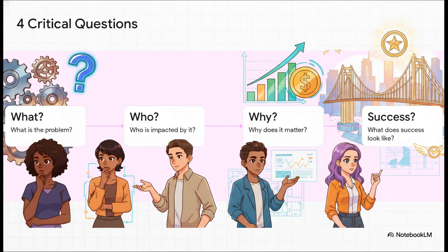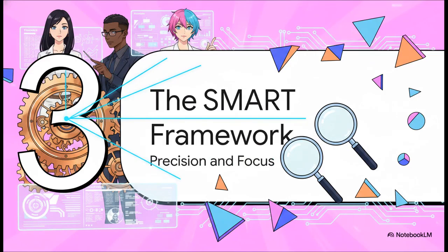To build that bridge effectively, every comprehensive statement absolutely must answer 4 critical questions. Number 1, what exactly is the problem? Number 2, who is impacted by it? Number 3, why does it matter to the business? And finally, number 4, what does success actually look like? If your statement leaves out even one of these 4 elements, well, your team is basically going to be flying blind. Section 3. The SMART framework.